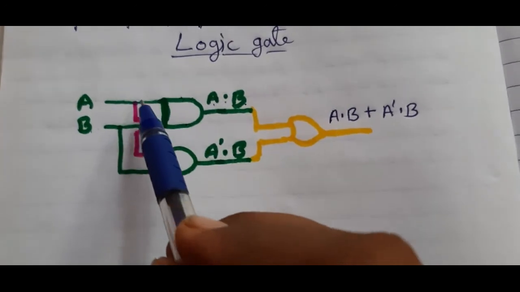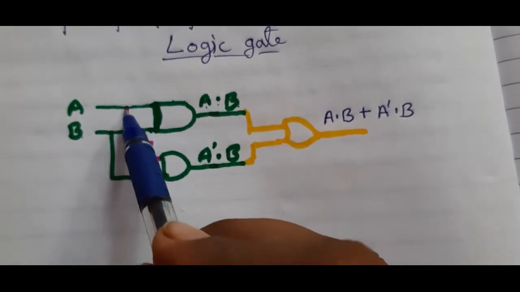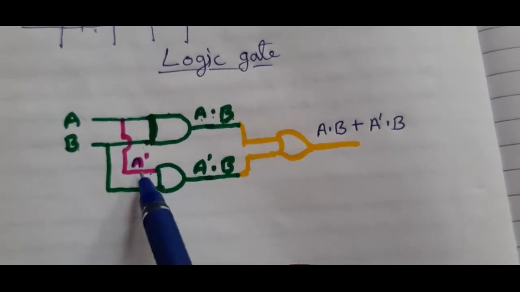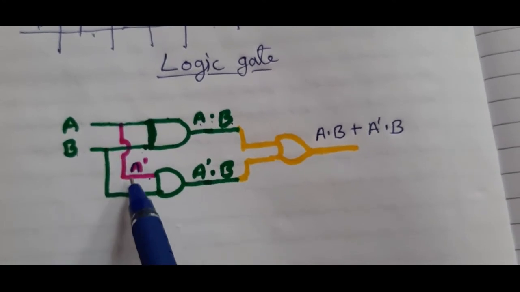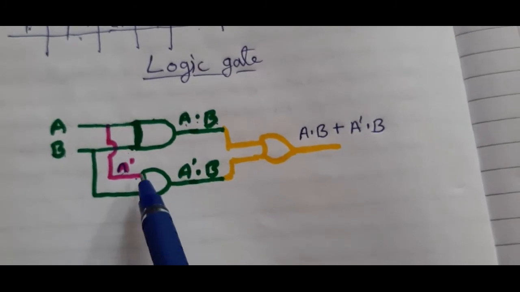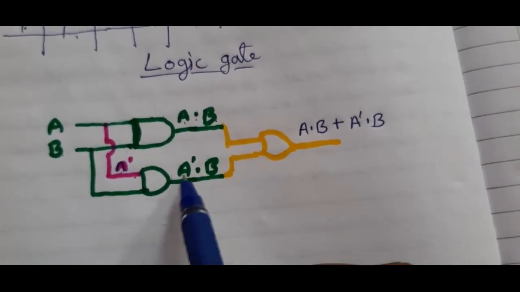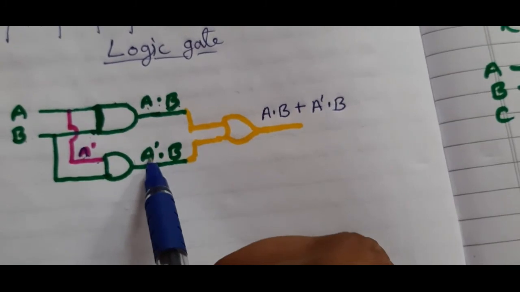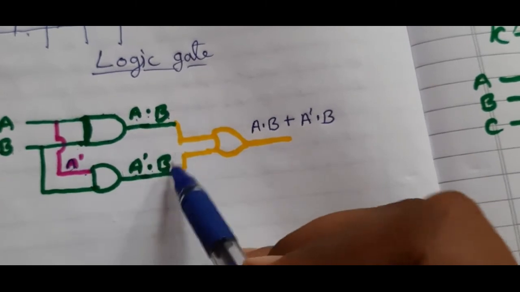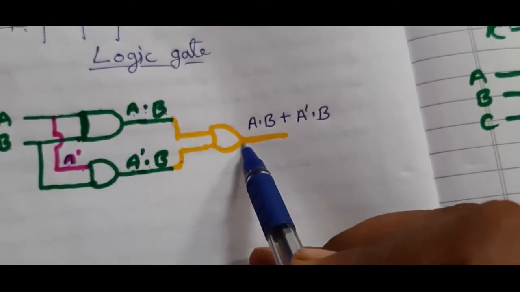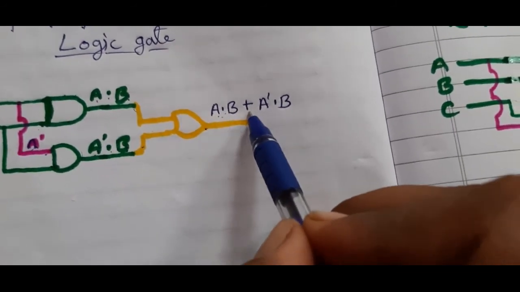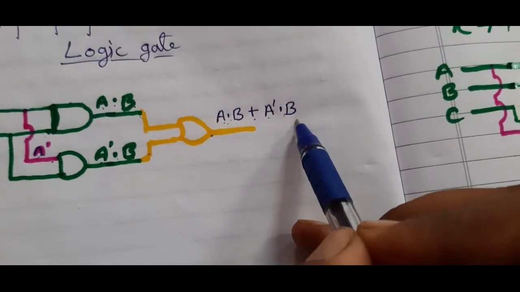So for that we have to take one circuit from A which will be not A. Okay, so the second combination is not A and B. So this is not A and B. When these two pass through the AND gate, we get A complement and B. After that both of these pass through the OR gate. So like this we will get A and B or not A and B.